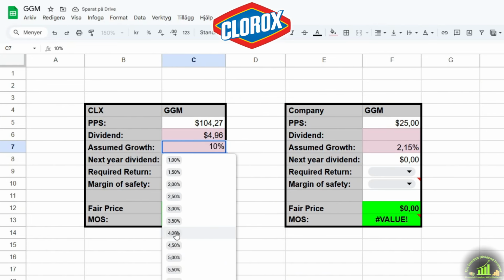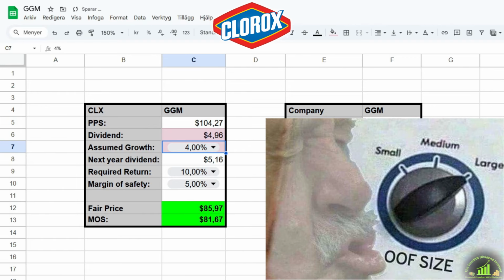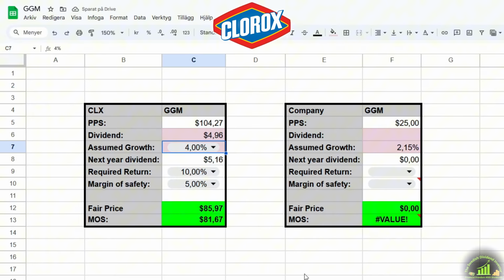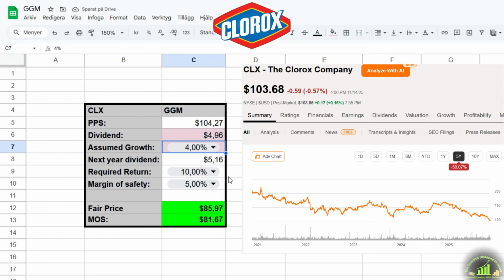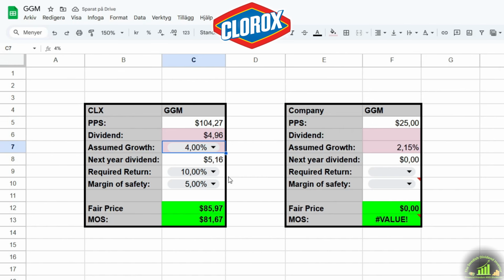Same reasoning as Realty Income. 2 to 3% from inflation and 1 to 2% organic growth. 10% discount rate and a 5% margin of safety. Oof! Far away from their current price. And they have been on a steady decline as of late. $85.97 or $81.67 with the margin of safety.